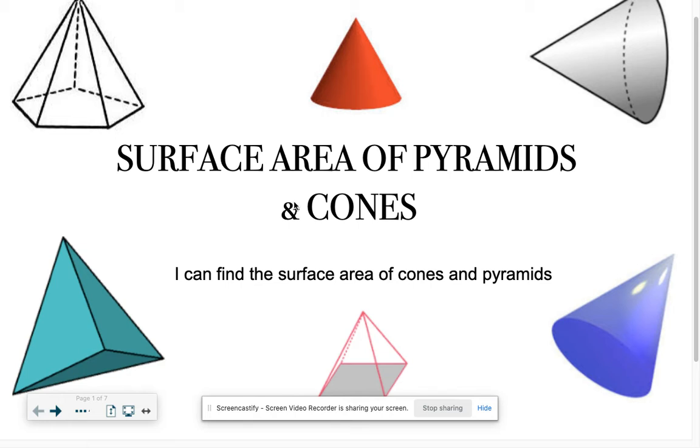Welcome, folks, to the lesson on surface area of pyramids and cones. Very similar to finding the surface area of prisms and cylinders, except now we just have two different figures that we're using, okay? Same idea, surface area is still just finding all the different areas of the faces and adding them together. But now, again, like I said, we just have different solids that we're solving for, okay?